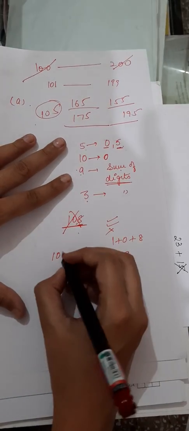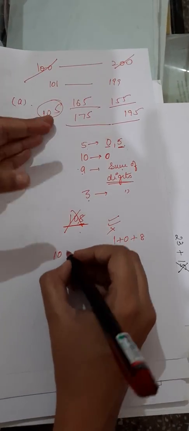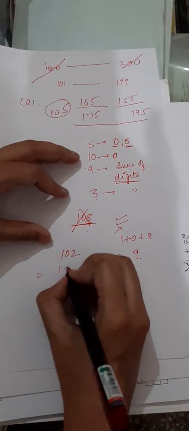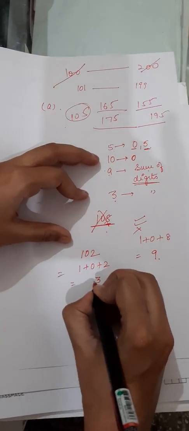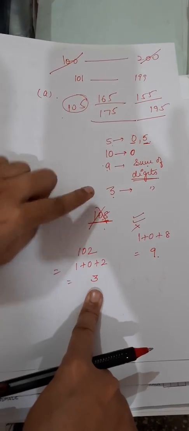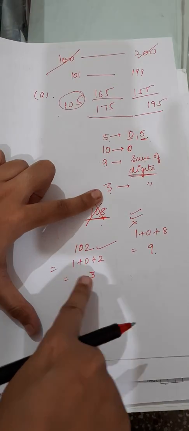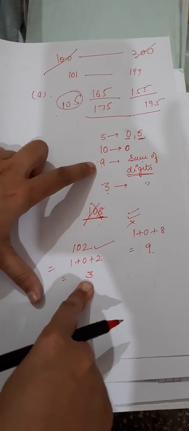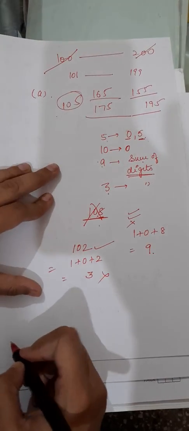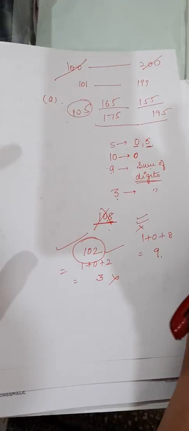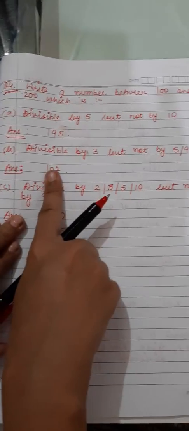Let it be 102. 1 plus 0 plus 2 is equal to 3. Now you can see that 3 is divisible by 3. Okay, so that means this number is correct. Is this 3 divisible by 9? It is not divisible by 9. So that means 102 is the correct number.